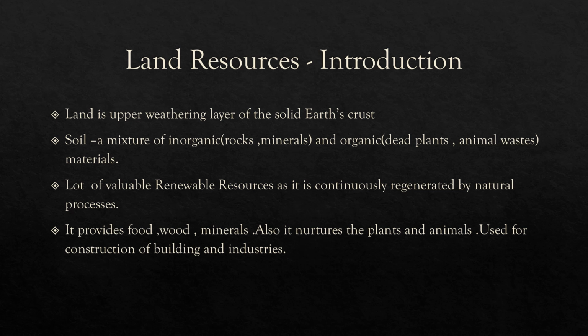The major uses of land are: land provides food, wood, medicine, etc. for us. Land supports the growth of plants and animals that give us food and shelter. Land is used as watershed or reservoirs. The land acts as a dustbin for most of the wastes created by modern society. Land is used for construction of buildings and industries.